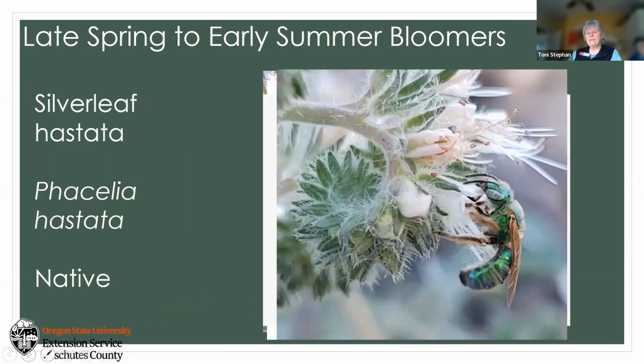It also attracts the green metallic Agapostemon. Here she is on the fiddleneck. It's in the borage family, so it forms kind of a fiddleneck flower head, and it uncurls as the flowers mature. So it's really got a pretty long flower time.